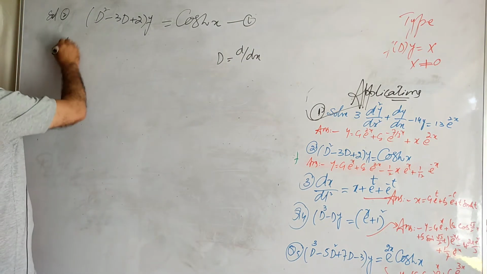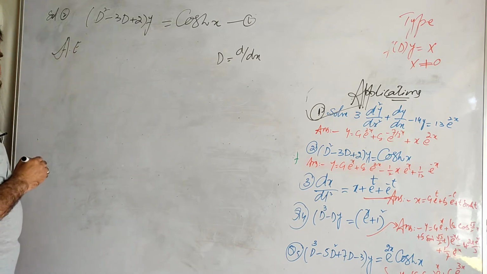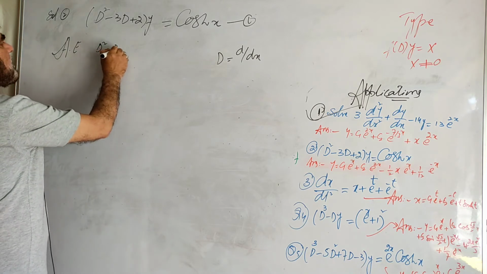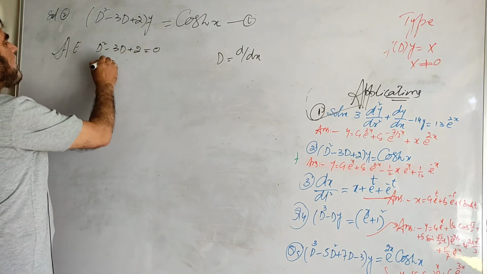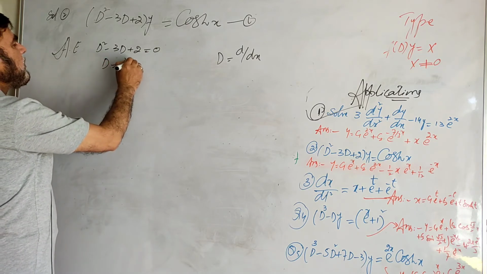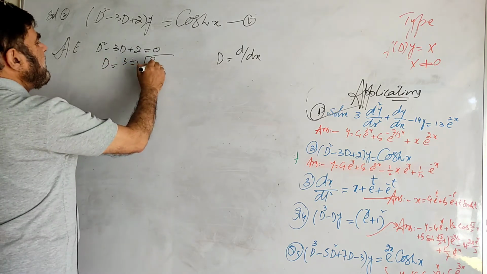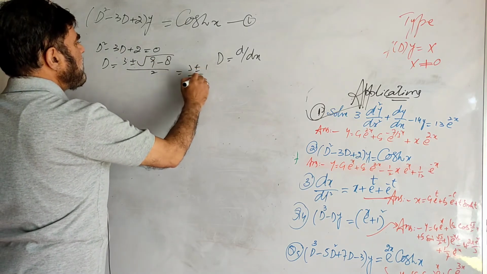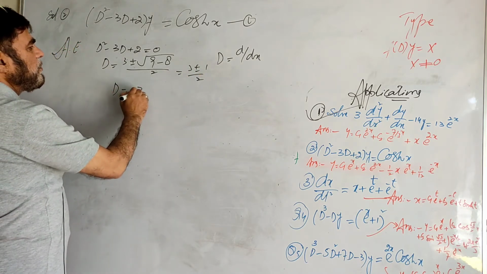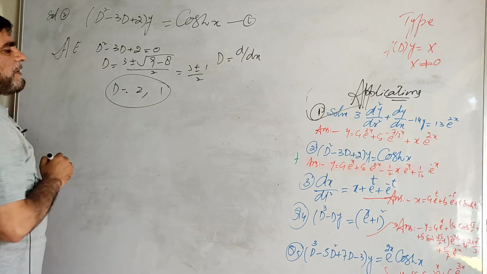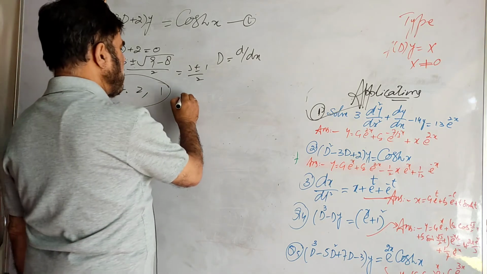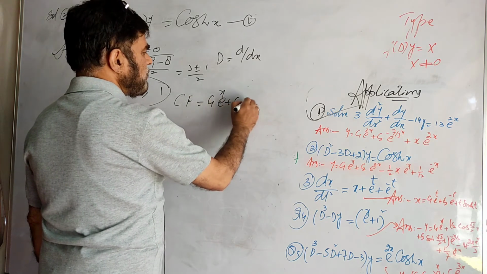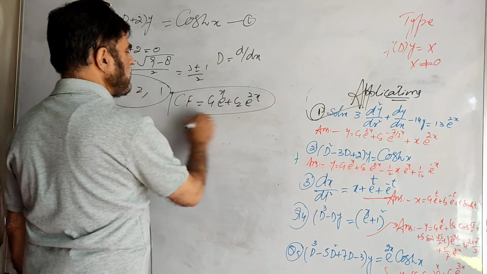We have directly the auxiliary equation. The auxiliary equation is d square minus 3d plus 2 equal to 0. This is d is equal to 3 plus minus under root of 9 minus 8 by 2. So this is 3 plus minus 1 by 2. So d is 2 and 1. So you have the complementary function c1 e raised to power x plus c2 e raised to power 2x, corresponding to these two values.